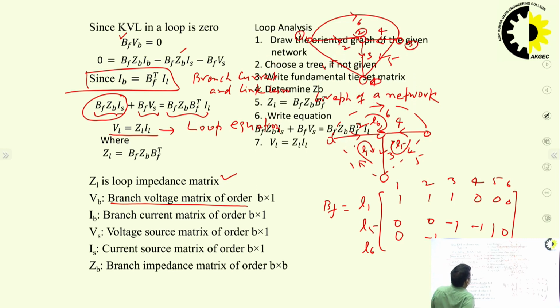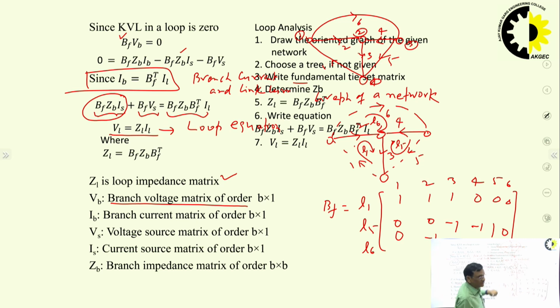Now, what are the steps to carry out the loop analysis using graph theory? First, draw the oriented graph of the given network. Choose a tree if not given. This is the oriented graph I have drawn from the network. Then write the fundamental tie-set matrix. So, 3 steps I have explained here. The network is given, we have to write the oriented graph, then take a tree and write the fundamental tie-set matrix.